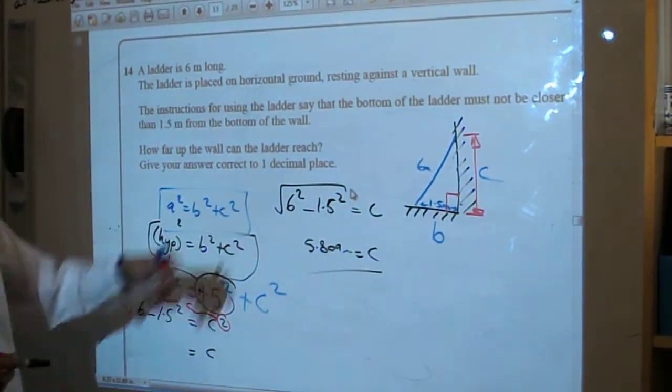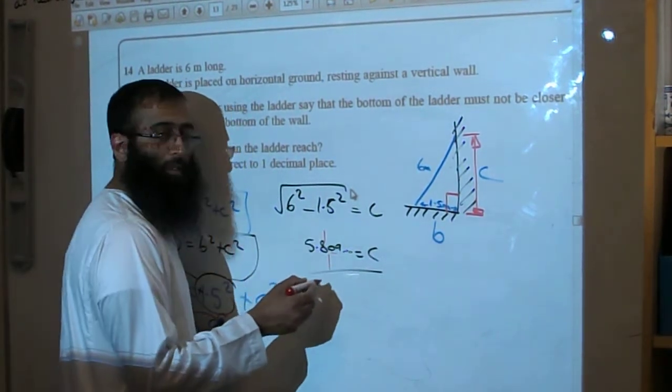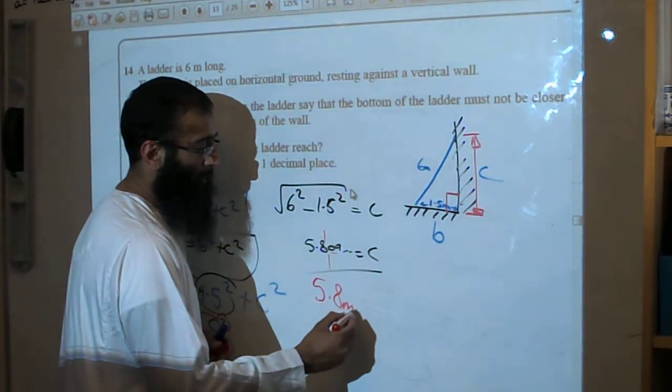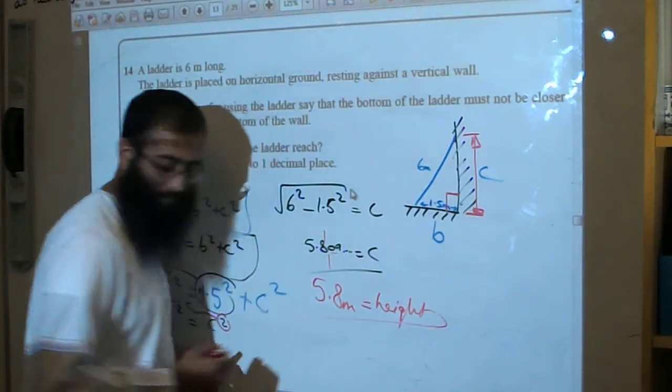Okay, we've got to give it to one decimal place. One decimal place means we've got to stop here. The next number is 0, so we leave it alone. So 5.8 meters is the height that you can reach.